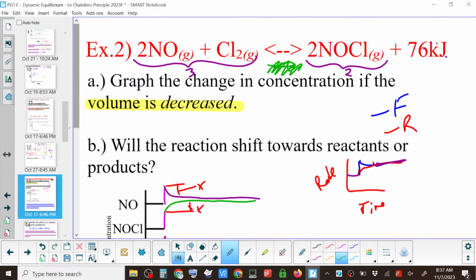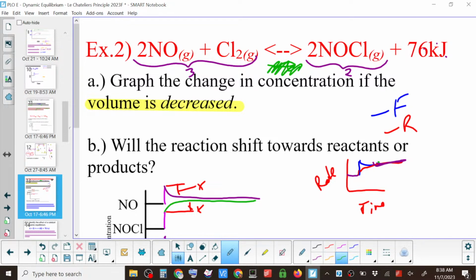We did the rate one already. When we decreased the volume and increased the pressure, that made the forward rate faster. It's a new system now, and so it shifted to the right, but eventually that forward rate dropped until it met the reverse rate, and they now have a new, faster but equal rate, and more of the product is on the right hand side.